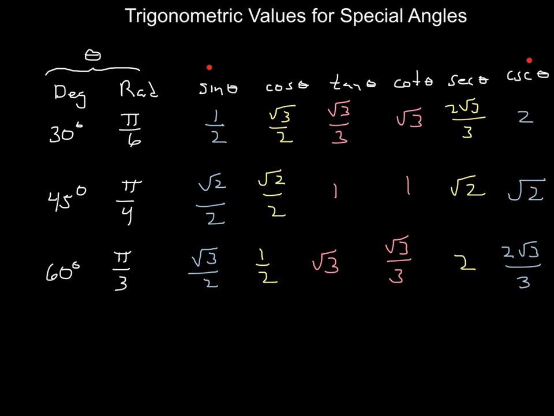Sine and cosecant are reciprocals. Cosine and secant are reciprocals. Tangent and cotangent are reciprocals.